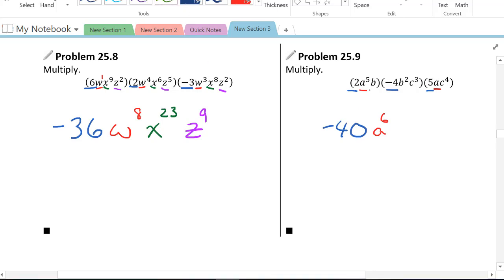We have b, right? So here's b to the 1, and then here's b to the second. And there's no b's in the last one, so it's just going to be 1 plus 2, which is b to the third. Okay? And then the c's, there's a c to the 3 here and a c to the 4 here. So it'll just be 3 plus 4, which is c to the 7. Okay? And that's it. Let's continue.